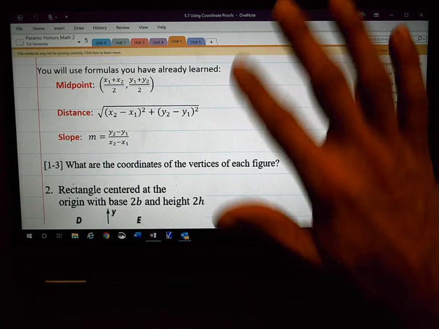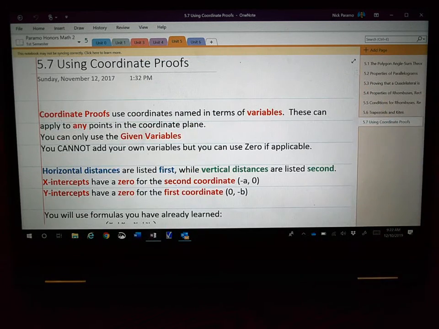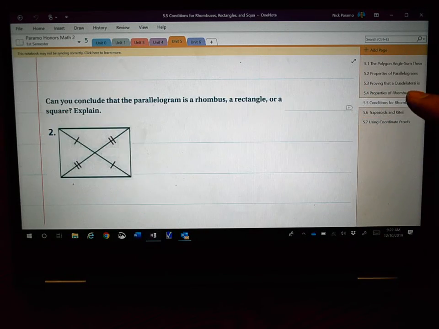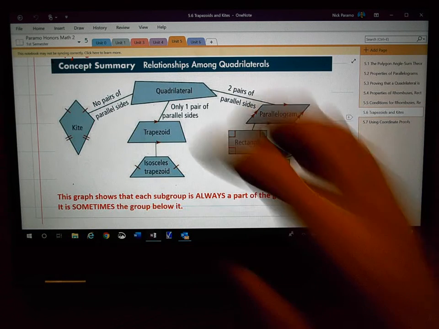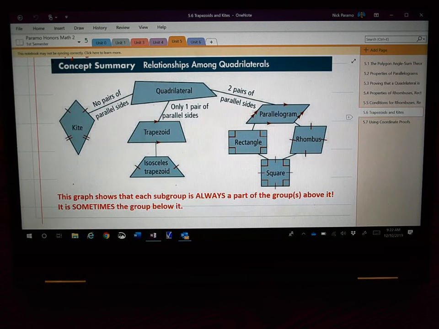So that's the major idea of the chapter. The major idea of the chapter is knowing, really, those shapes, with a few problems that dealt with coordinates, with a few problems that dealt with the sum of the angles, and so on.